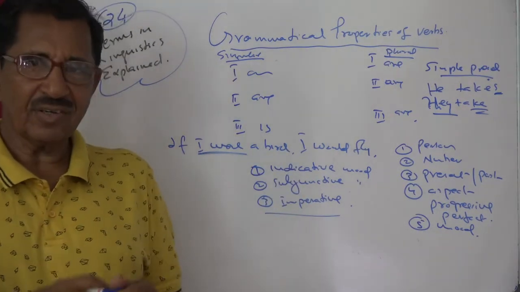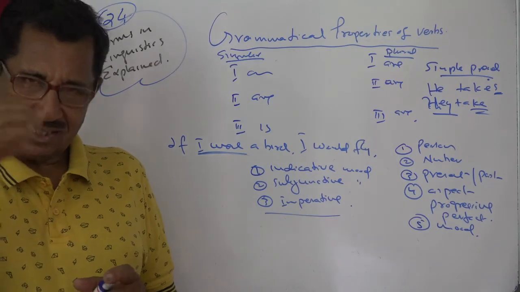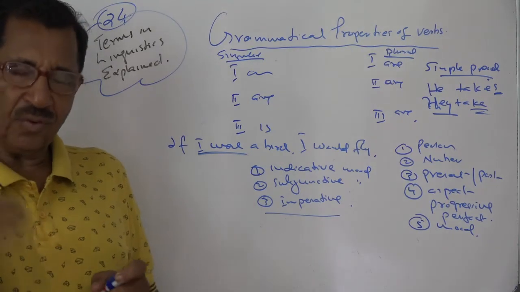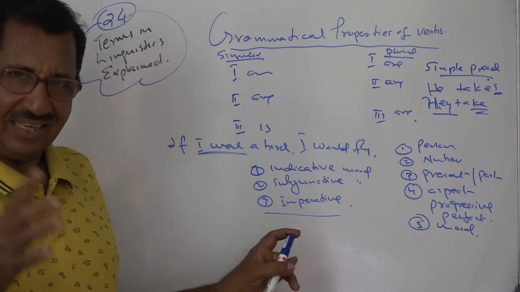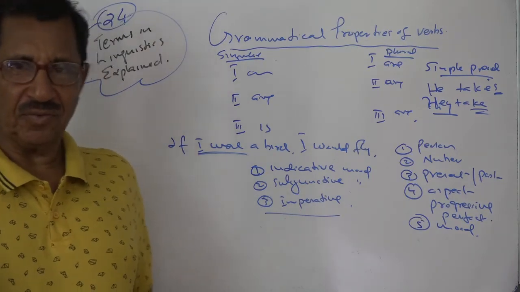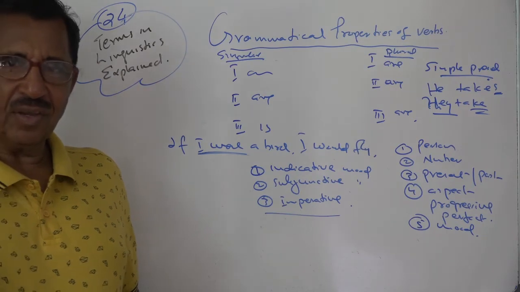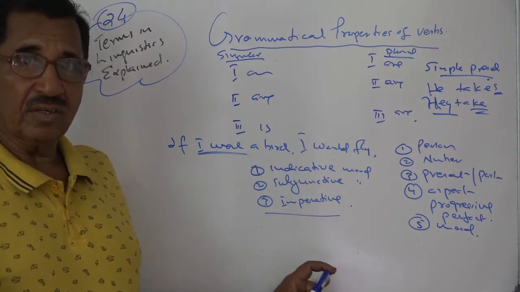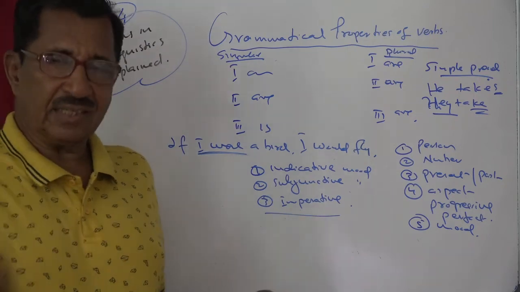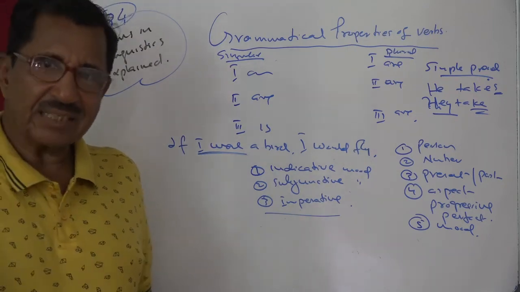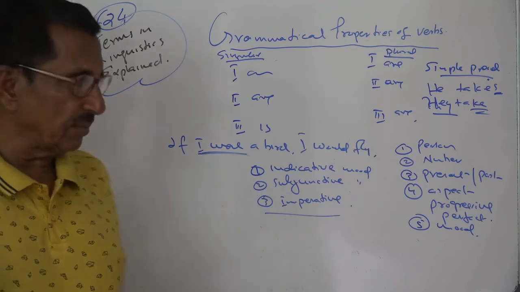So that is called that situation. If you use a verb in this way, that's called a subjunctive mood. If I could go there, I would do such and such thing. So that is subjunctive mood. We said the verb is in the subjunctive mood.